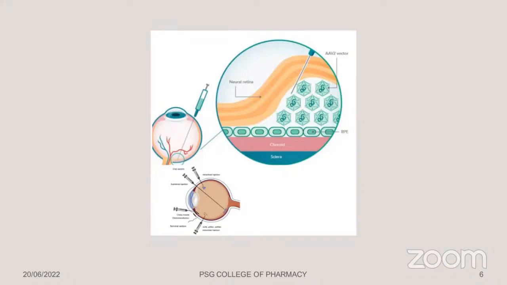Let's see how Luxturna works. Using DNA, scientists create a functioning gene to replace the faulty one in the retina. Then they place the new gene inside a little coat made up of viral proteins known as a vector. The type of virus that we use does not have the ability to reproduce or cause disease.